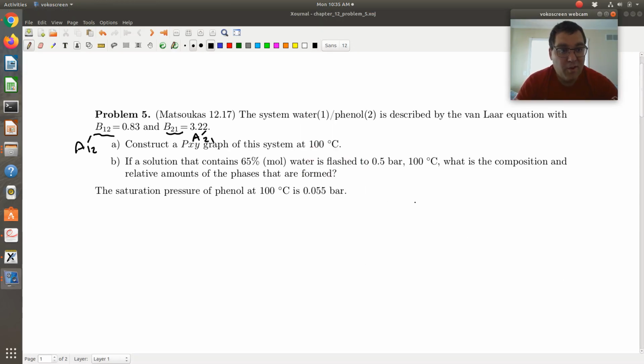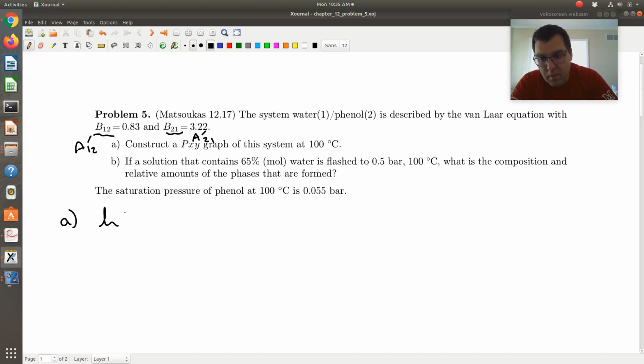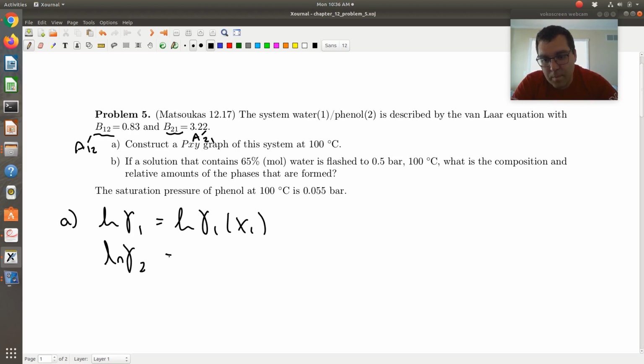Remember, this is essentially your problem for your problem set. We'll set the problems up, but then it's up to you to solve it at home. So the big thing is knowing B12 and B21, we have expressions for log gamma 1 as a function of, say, composition x1, and we have expressions for log gamma 2, which is likewise just a function of composition. We have the actual model parameters.